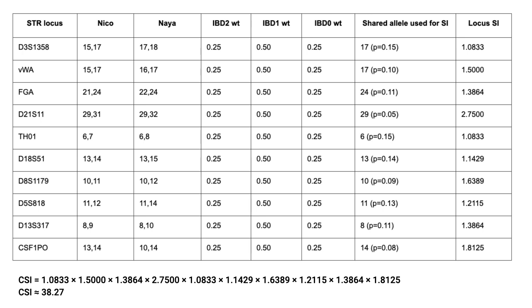But we must remember that the strength of the evidence also depends on how common the shared allele is in the population. If the allele is extremely common, many unrelated individuals may share it. If it is rare, sharing it becomes more significant.